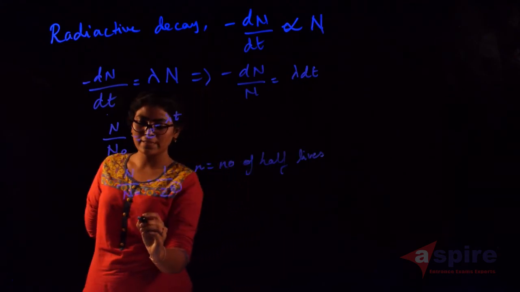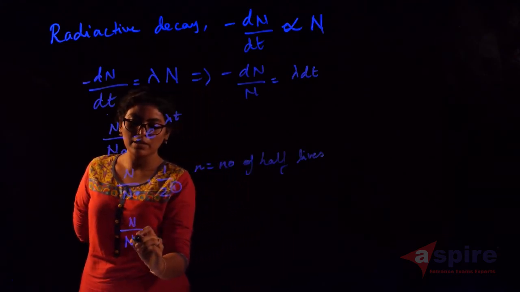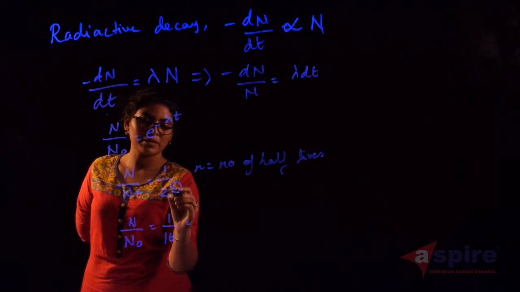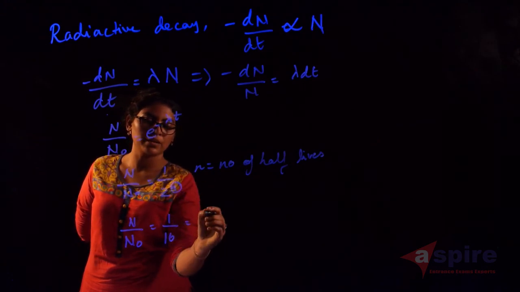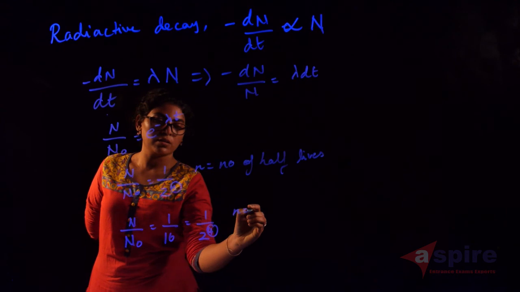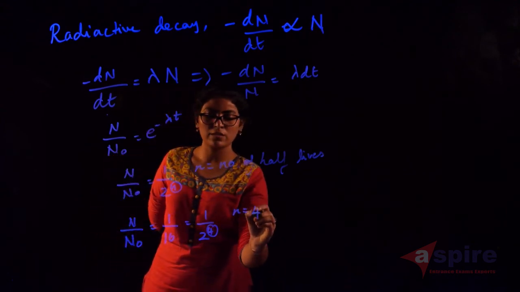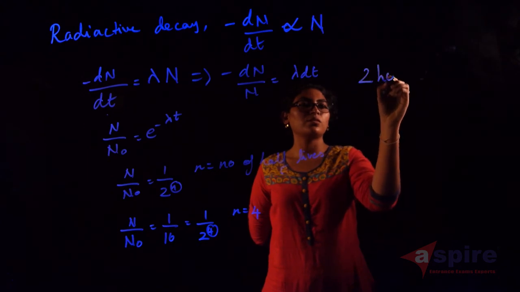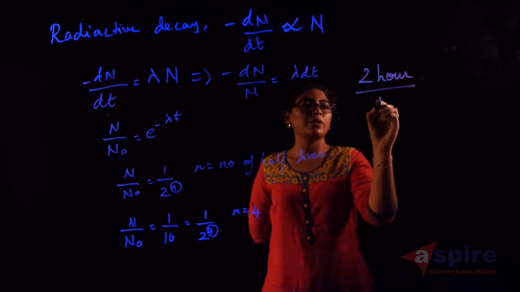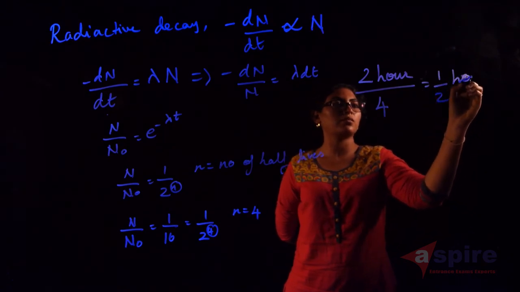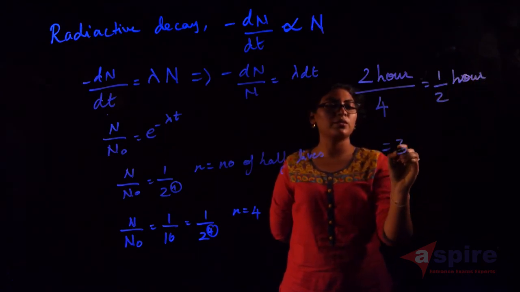In the question they have given us N by N naught is equal to 1/16. If I write it in terms of 2 power n, it will be 1 by 2 power 4. So there are 4 half-lives, so n is equal to 4. So 2 hours divided by 4 will give me half an hour, or 30 minutes.